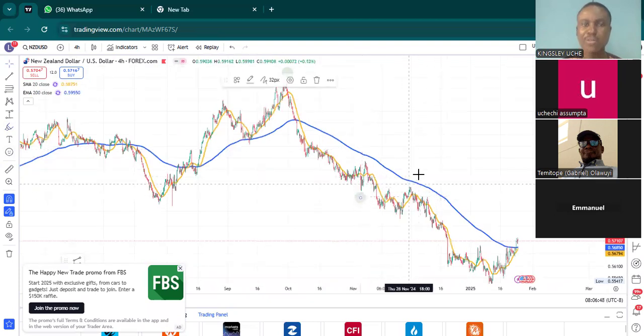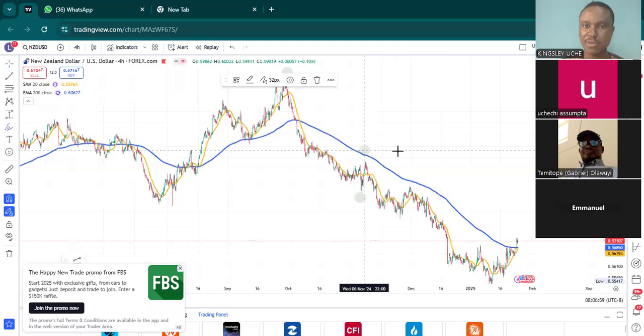Now we're looking for a lower high, right? The lower high should be coming above, but not above the first lower high, right? So now this is also a good spot for our lower high.